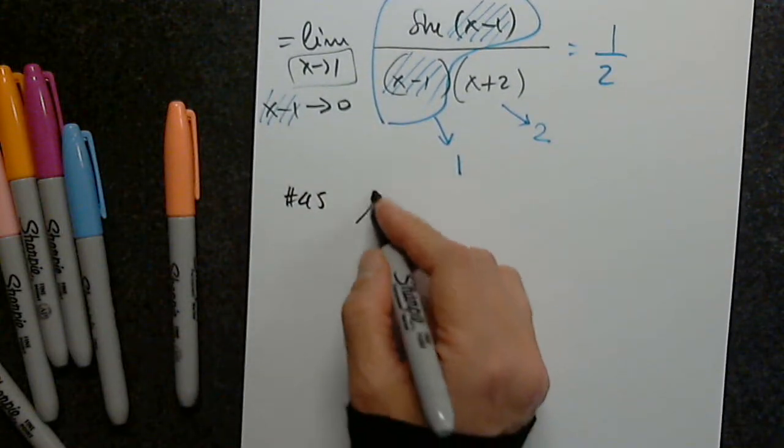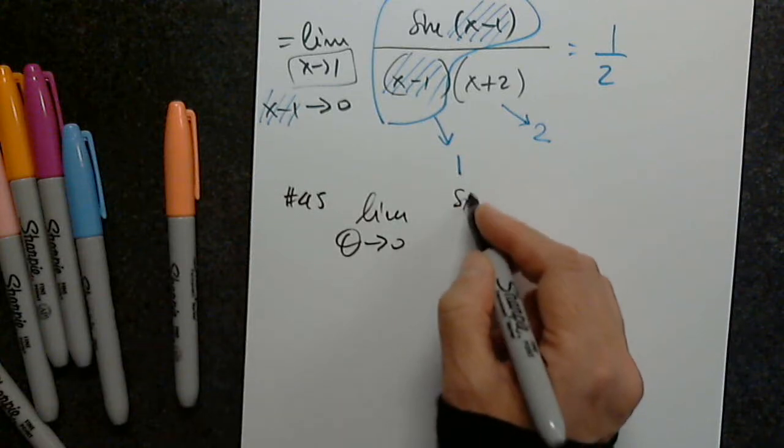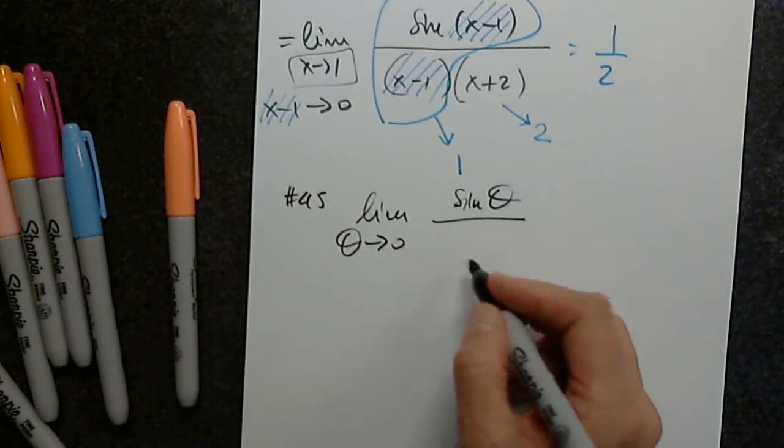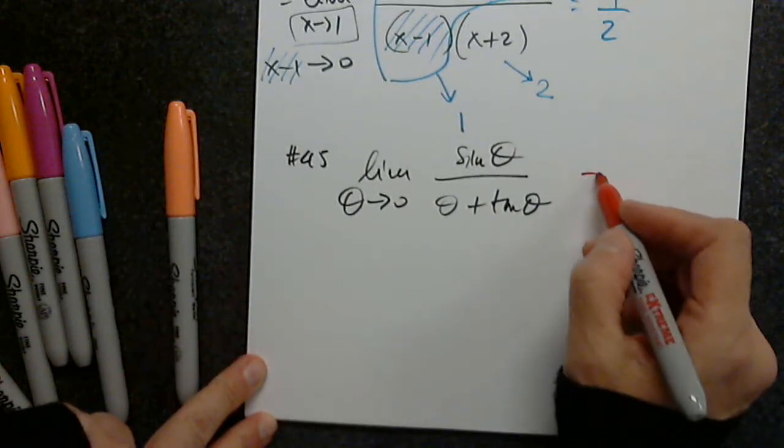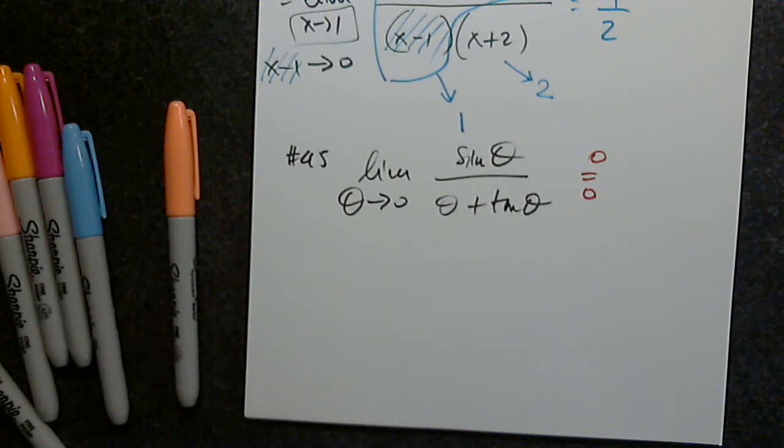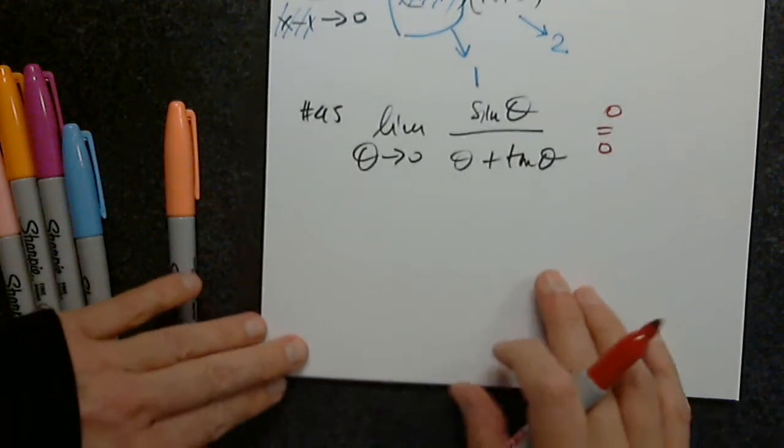45, we have limit as theta approaches 0 from sine theta over theta plus tangent theta. As long as the top and bottom are not products, if it's convenient, and most probably it is going to be convenient, use L'Hopital's rule. But if the top and bottom are products, then the situation gets complicated. So obviously it's 0 over 0. The top goes to 0 when I plug in 0 for theta, and the bottom goes to 0 when I plug in 0 for theta. Would you agree? Okay, so it's 0 over 0.